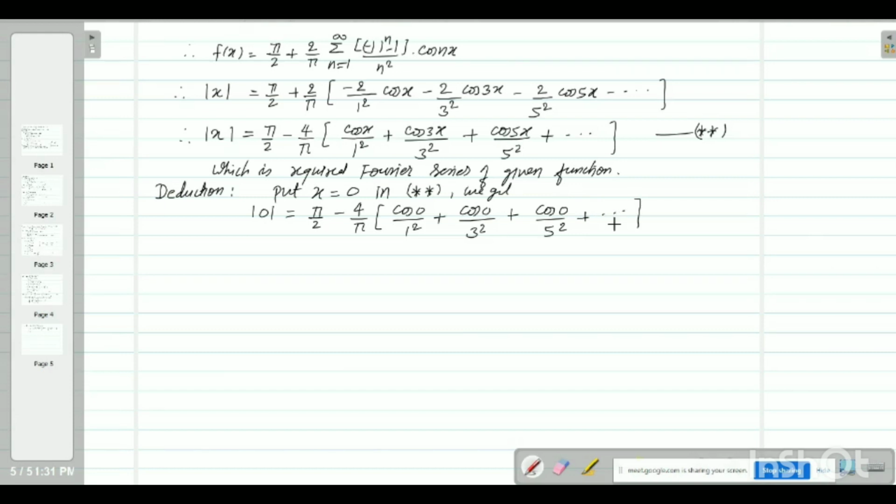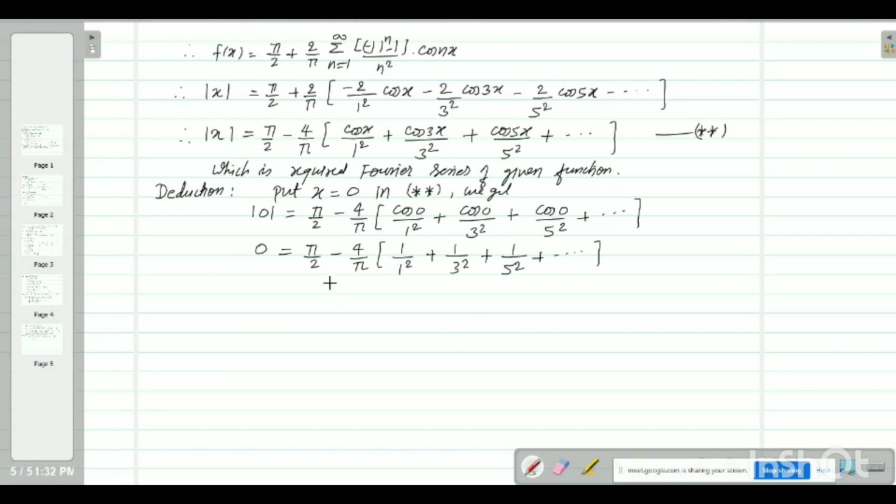See here, 0 multiplied by 3 is 0, that becomes cos 0. Here 0 multiplied by 5 is 0. So mod of 0 is 0, and this is equal to pi by 2 minus 4 by pi. But cos 0 is 1. So this is 1 upon 1 square plus 1 upon 3 square plus 1 upon 5 square and plus so on.